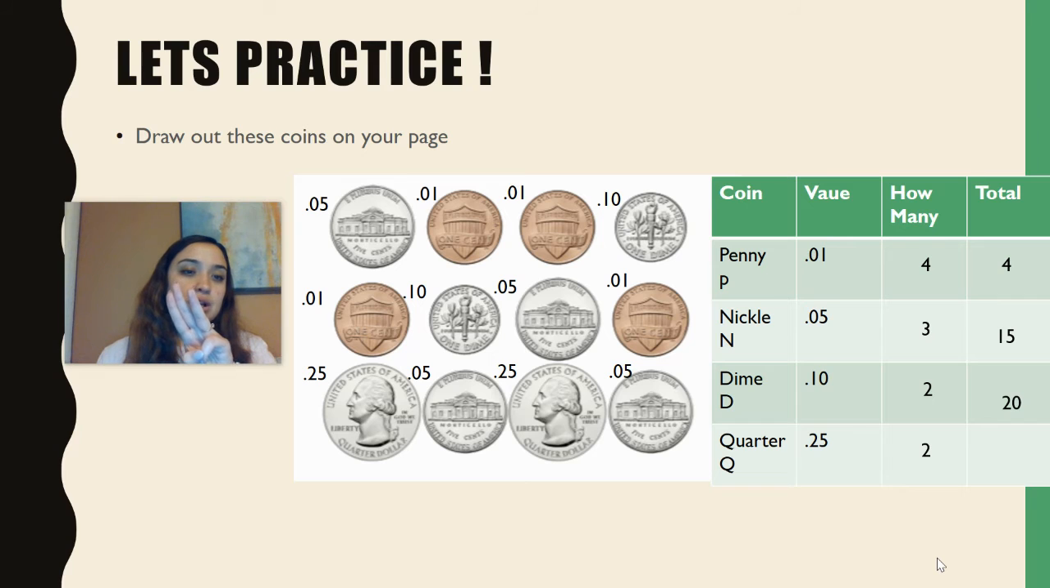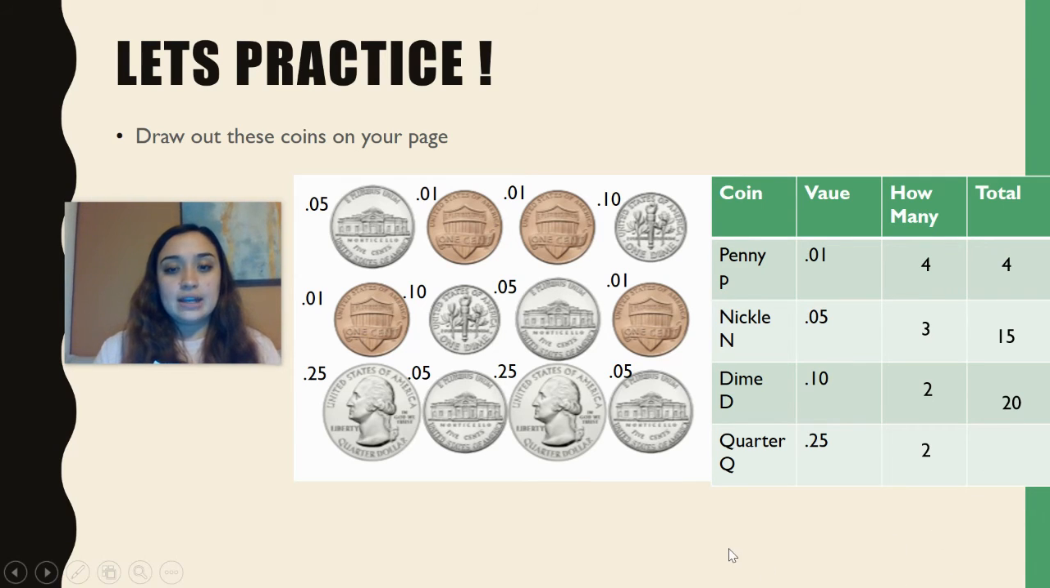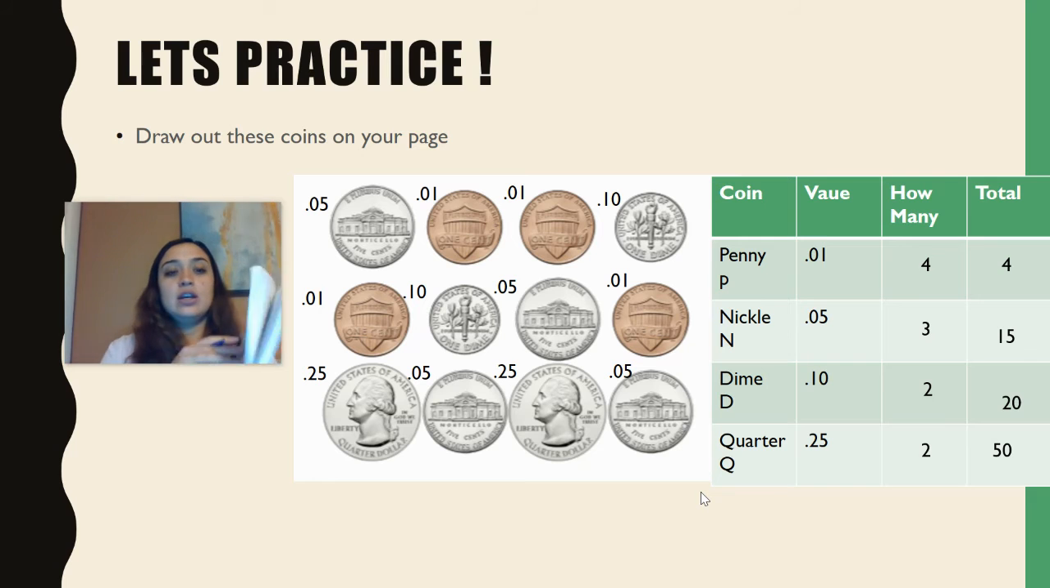But if we had 3 quarters, how much would we have? Correct. We would have 75 cents. And if we have 4 quarters, right, we know 4 quarters makes $1. All right, very good, guys. So for the quarters, we're going to go ahead and write in your chart 50 cents.